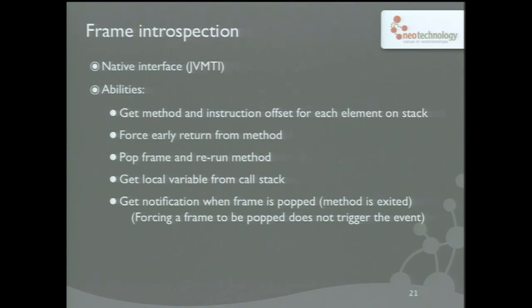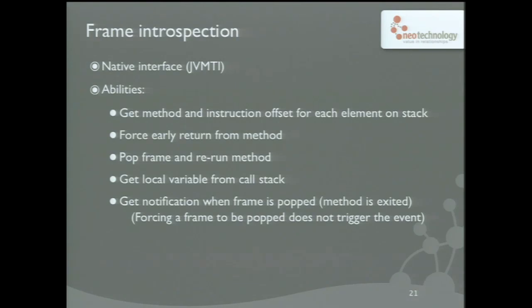You can also, and this is the interesting part, get local variables from the call stack, from a frame, and set the local variables. You can also register an event hook in the JVMTI interface for getting a callback when the frame is popped through normal means. So when it exits through a return or a throw. Forcing a pop frame does not trigger that event, so I don't use forcing pop.